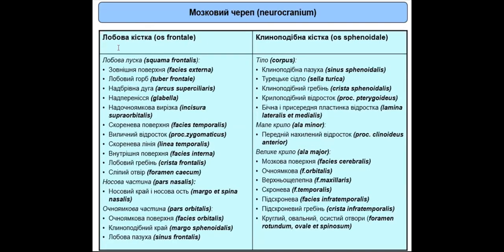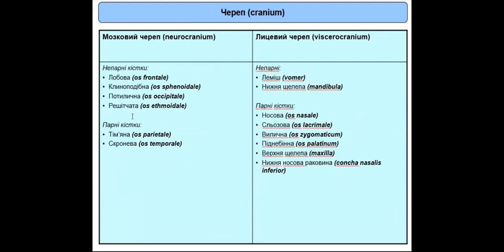Neurocranium. First of all, it's very good if you remember some information about numbers, for example, the number of bones in the neurocranium. How many? What is your opinion? How many bones in the neurocranium? Eight. Great, because four unpaired and two paired together make eight. Great. And how many bones in the visceral cranium? 14. Great. And totally, if you look at the cranium, there are 22 bones.